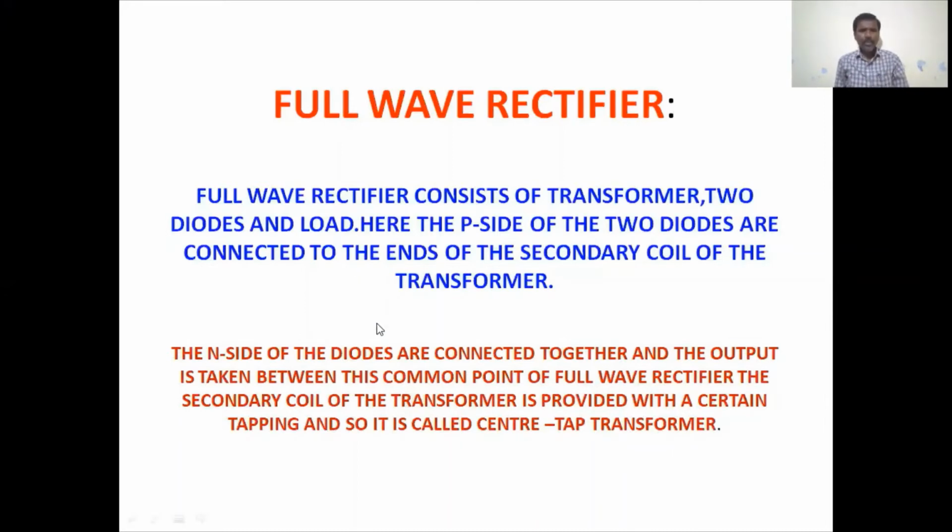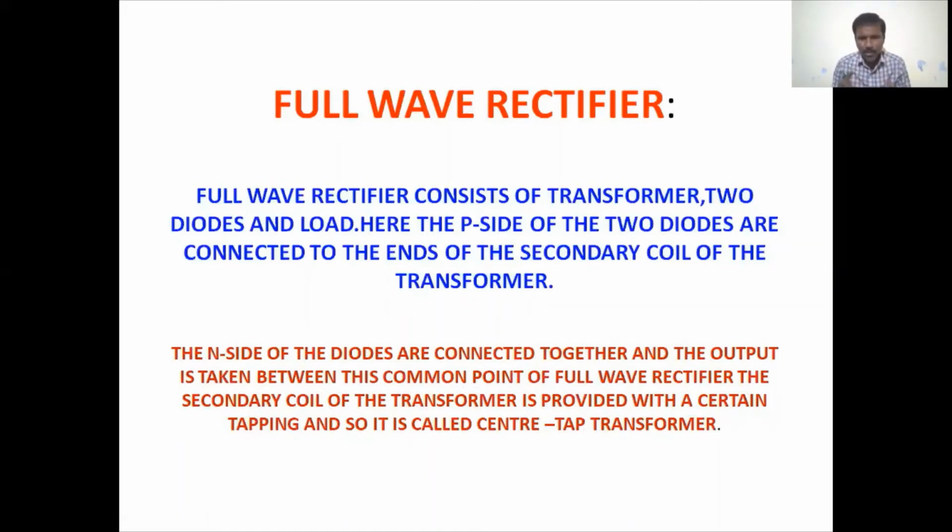The ends of the negative sides of the diodes are connected together, and the output is taken between this common point of the full wave rectifier. The secondary coil of the transformer is provided with a certain tapping, and so it is called a center tap transformer. That is, the transformer used here is called a center tap transformer.